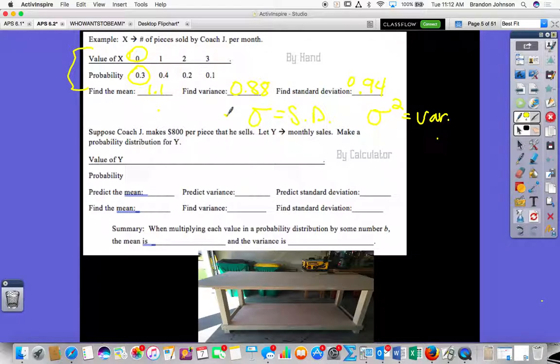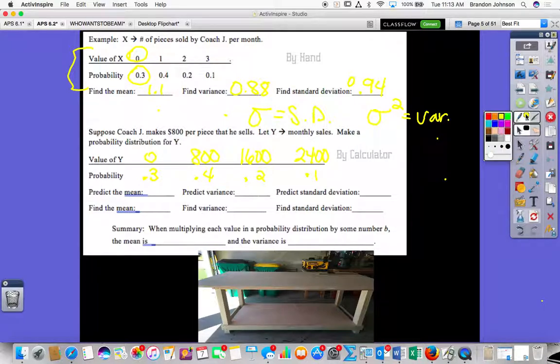Multiply by 800, right? So the expected amount that I would get this month for 0 would be 0. What about for 1? 800, good. What about for 2? 1600, nicely done. What about for 3? 2400, right? What about the bottoms? What do we know about the bottoms here? Same thing, so we just keep it as 0.3, 0.4, 0.2, and 0.1.